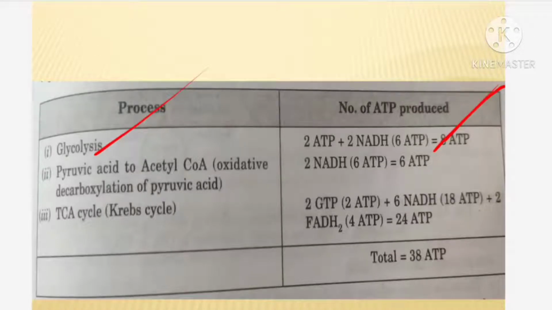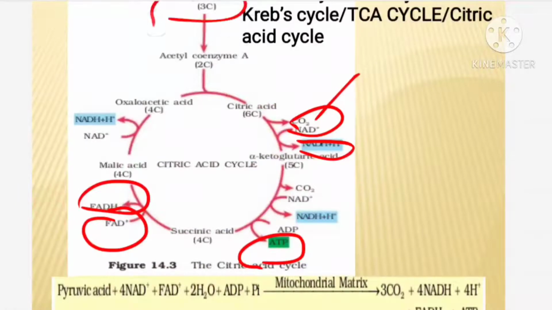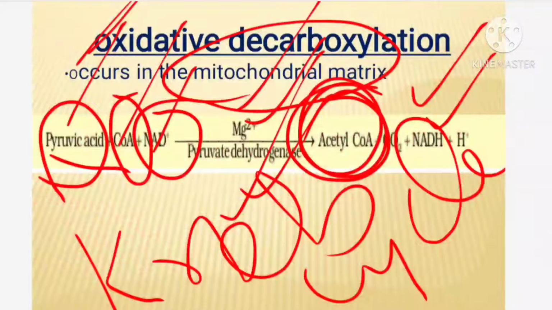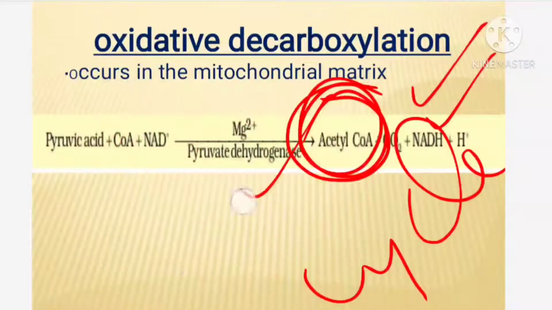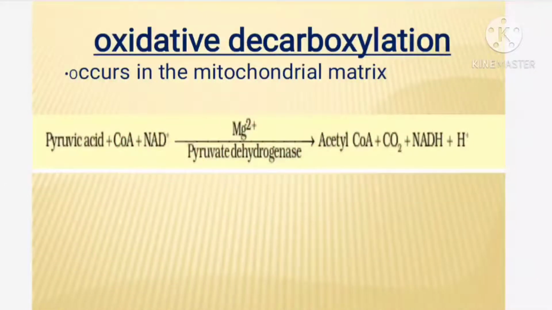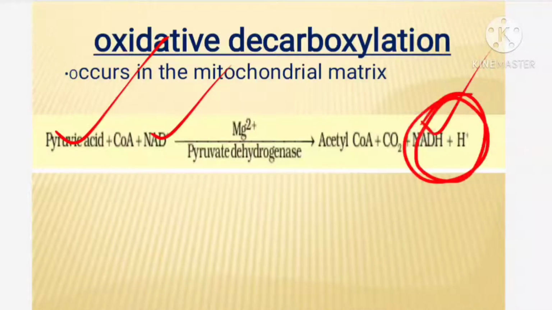Before moving into the Krebs cycle, you would have seen that pyruvic acid is converted to acetyl coenzyme A. That process we called oxidative decarboxylation. One pyruvic acid reacts with NAD and produces NADH2. How many are produced? One NADH2 is produced, right. One pyruvic acid gives one NADH2.